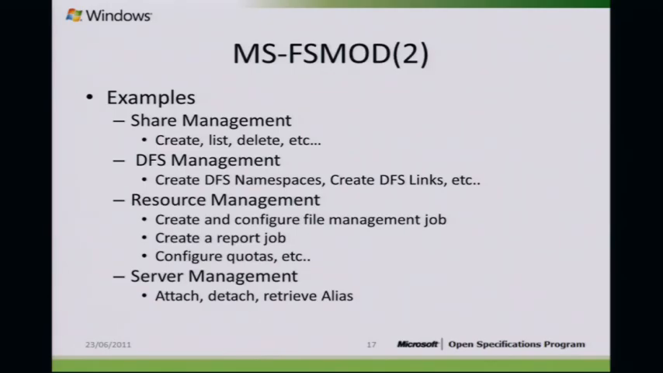In this document, the examples we've got at the moment are essentially share management, quite specific to the SMB family: create, list, delete, etc. We've got a bunch of DFS-related examples, creating namespaces, creating links, etc. Then a bunch of resource management things like creating a report job, and configuring quotas, which is probably a reasonably important one. And then there's also server management, a bunch of stuff related to aliases. So those are the examples we've got at the moment.